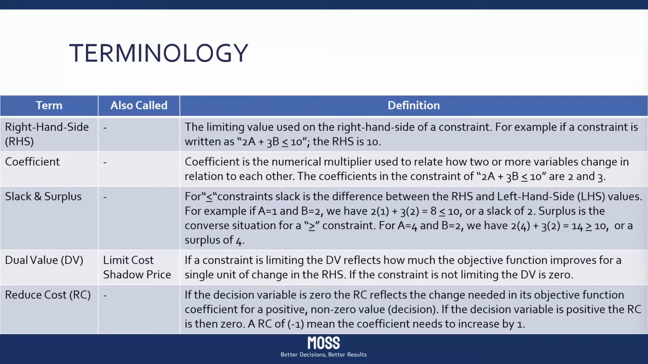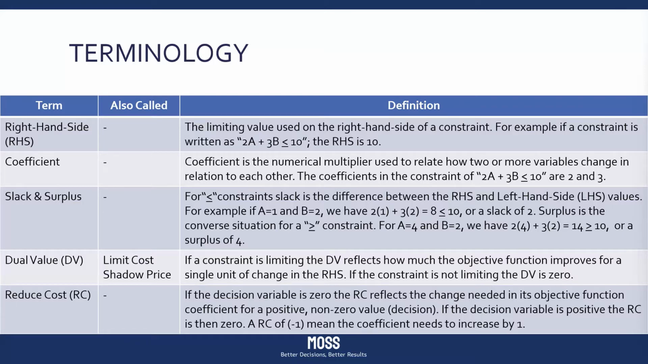So for a less than or equal to constraint, like the 2a plus 3b less than or equal to 10, the slack would be the difference between the right-hand side and the left-hand side values. So for example, if we assigned a value of 1 to A and 2 to B, we would have 2 times 1 plus 3 times 2 equal to 8, which is less than or equal to 10. And we could say that we both satisfied this constraint, and we also had a slack of 2, since the difference between the right-hand side of 10 and left-hand side of 8 is 2. Surplus is the converse situation where the constraint is a greater than or equal to constraint.